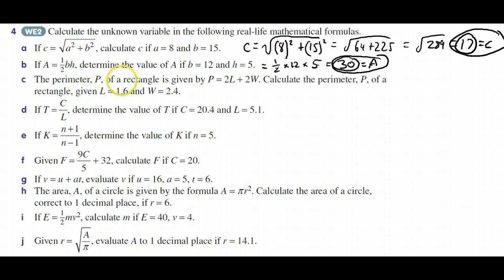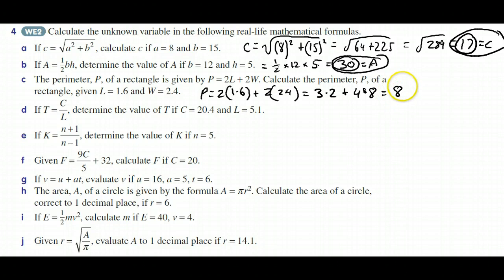In C we've got the perimeter of a rectangle is given by this equation. Calculate the perimeter P if L and W equal these two values. Okay, so P equals 2 times L, which is 1.6, plus 2 times W, which is 2.4. So 2 times 1.6 is 3.2, and 2 times 2.4 is 4.8. 3.2 plus 4.8 equals 8. So P equals 8.